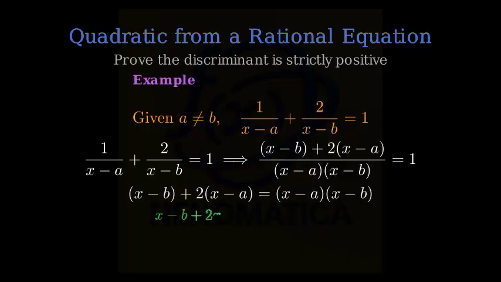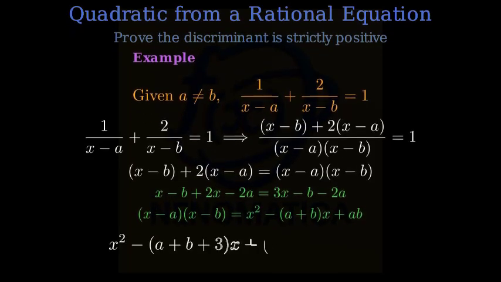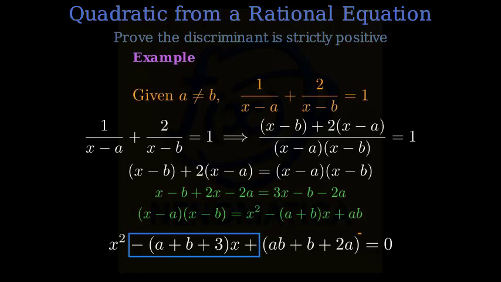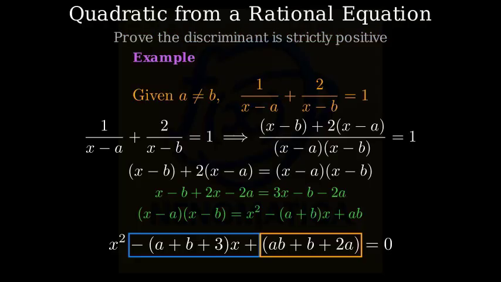Step 3. Expand both sides and bring all terms to one side. Left side becomes x minus b plus 2x minus 2a. Right side becomes x squared minus left parenthesis, a plus b right parenthesis x plus ab.